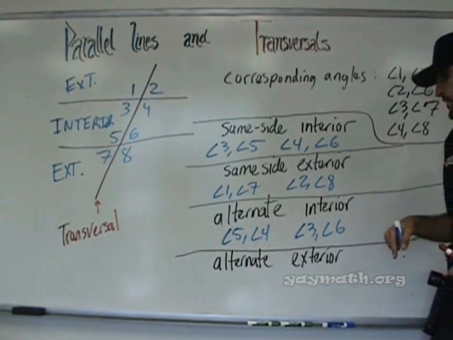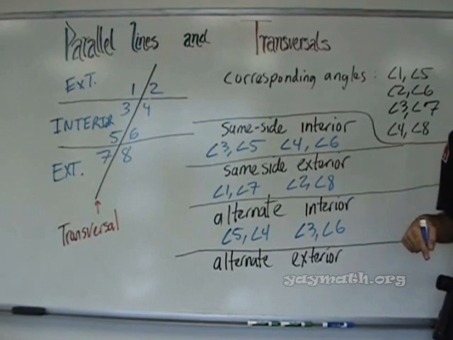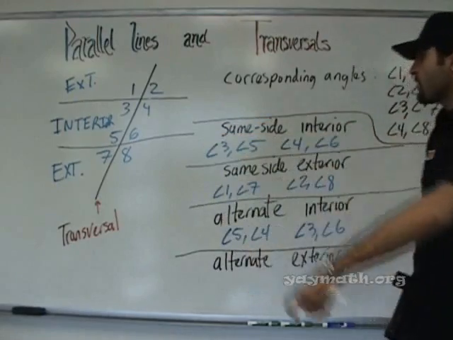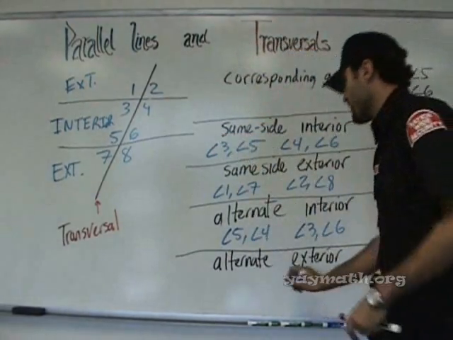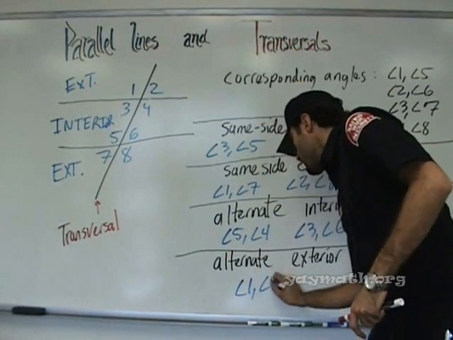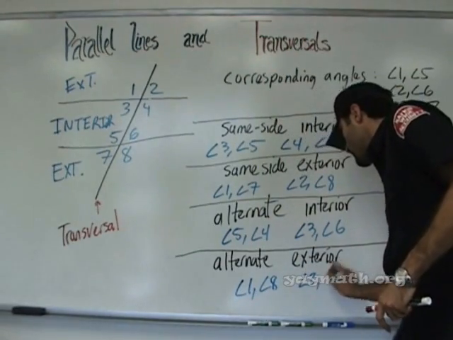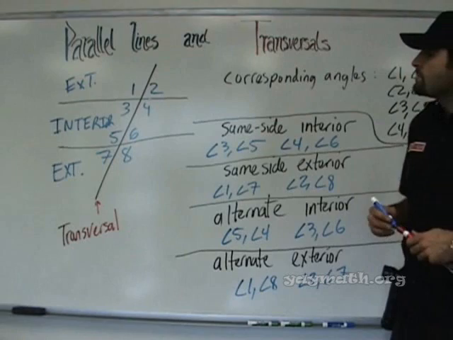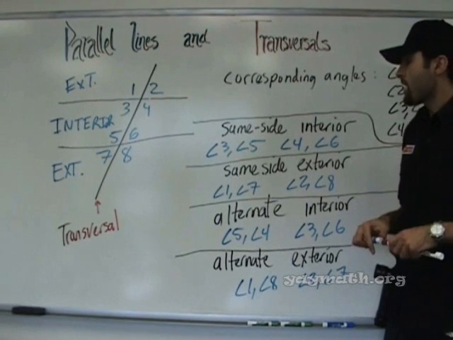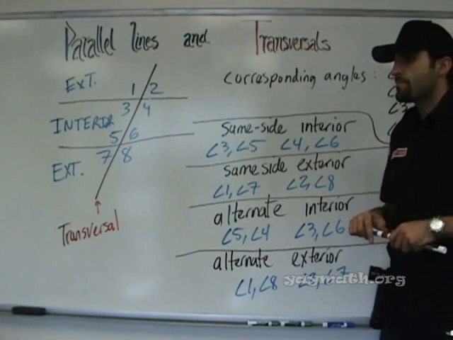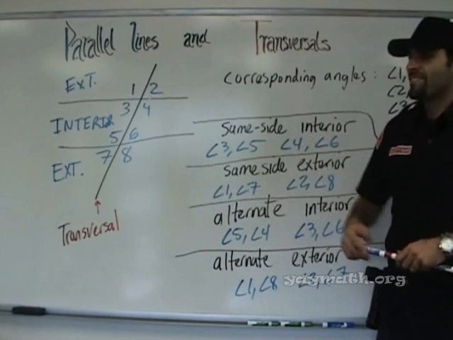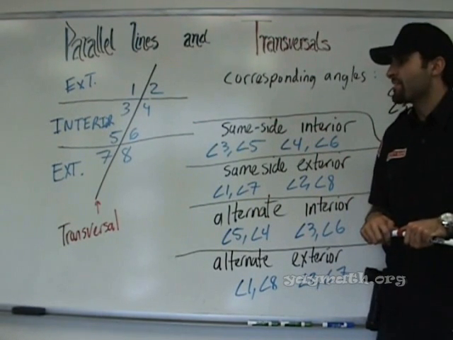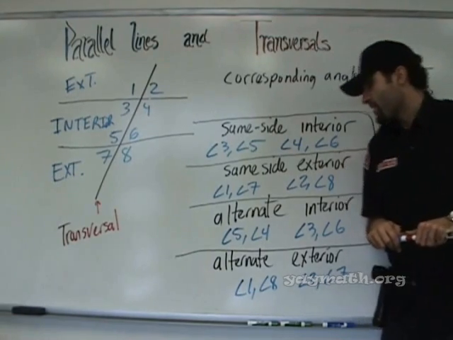All right, alternate exterior, last two. Go. 1 and 8. 1 and 8 and 2 and 7. 2 and 7. So you would rather us not go angle 1 and angle 7? I mean, wait, that doesn't make sense, sorry. 1 and 7 are a combo. What are they? Oh, they're same side. Same side what? 1 and 7. Exterior. Right. 1 and 7, same side exterior.